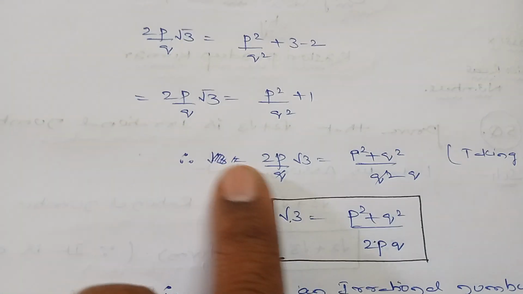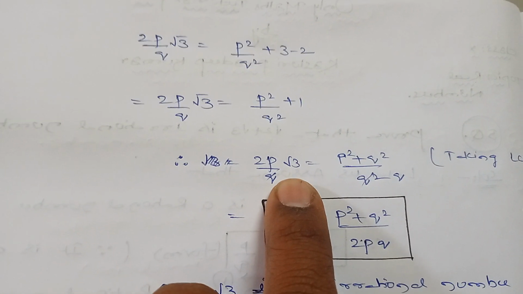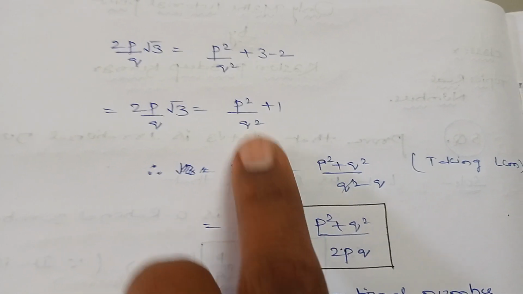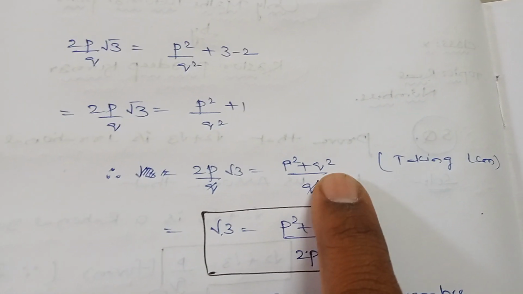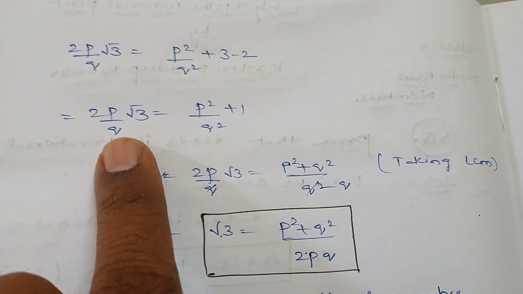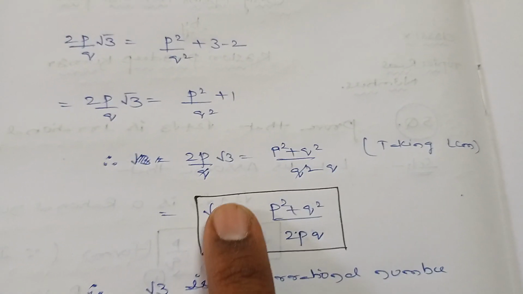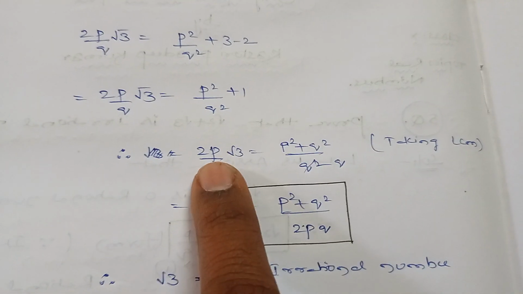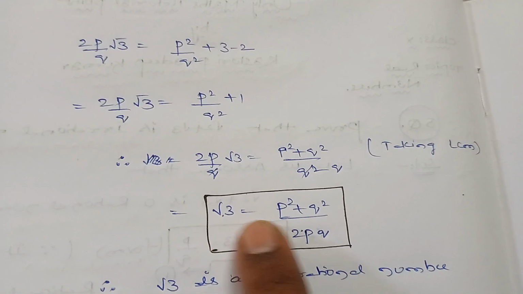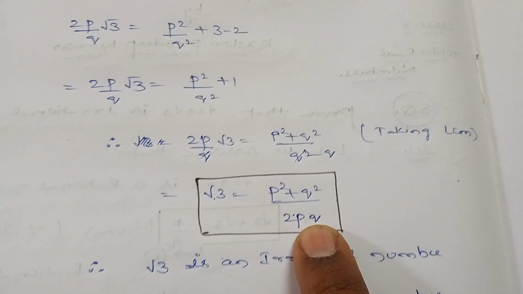This step is the same. So 2p root 3 is equal to, taking LCM here, p square plus q square by q square. But here q is there, here q square is there. We can cancel one q here. So we get root 3, and I am sending this 2p also here. So root 3 equals p square plus q square by 2pq.